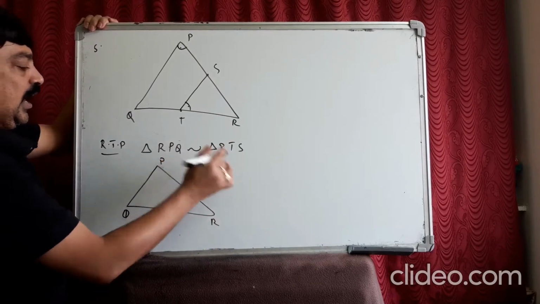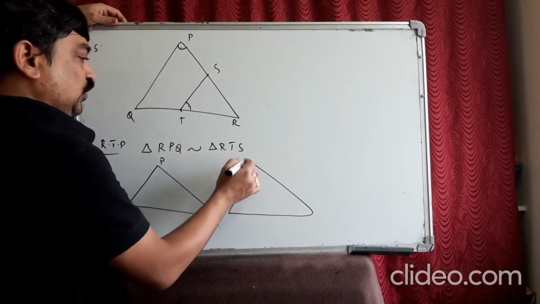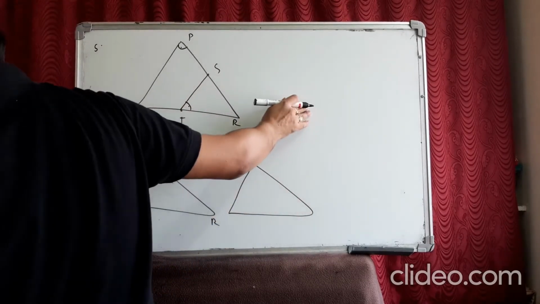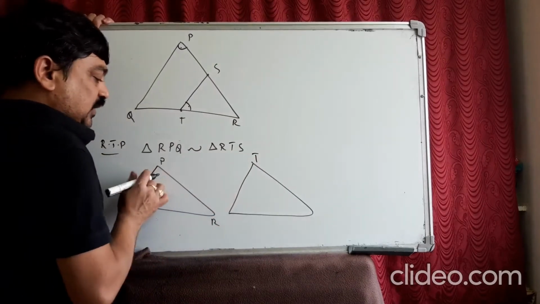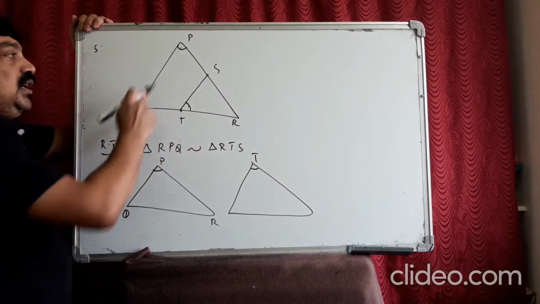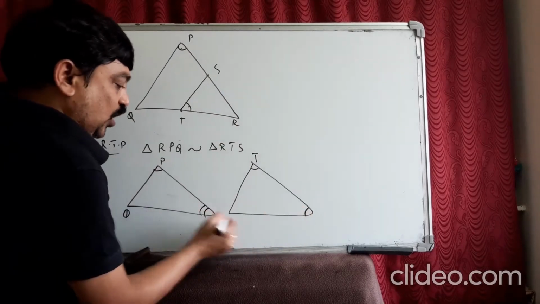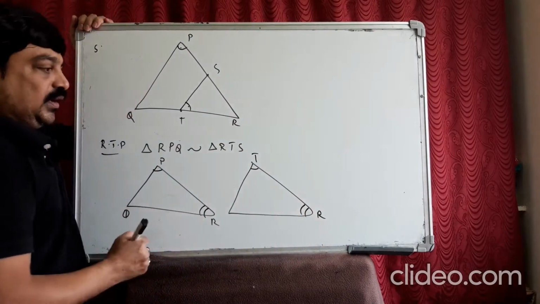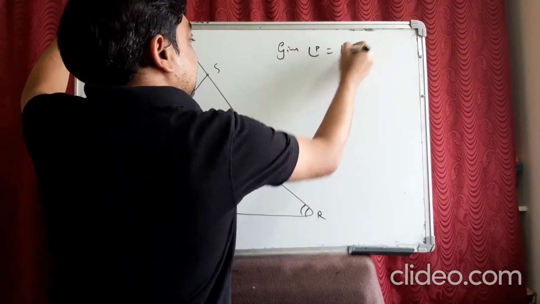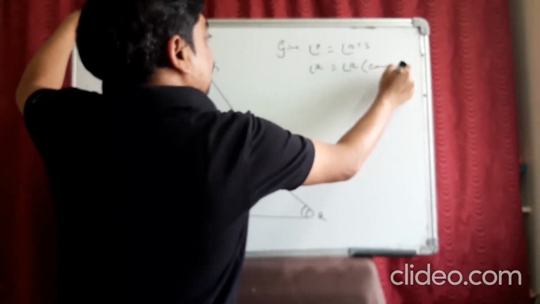RPQ and RTS. When I draw triangle RTS, I take T here because the corresponding angle T is equal to RTS, since it is given in the question that angle P is equal to angle RTS. And in triangles RPQ and RTS, angle R is a common angle. We write that: given angle P is equal to angle RTS, and angle R is equal to angle R, common in both triangles.